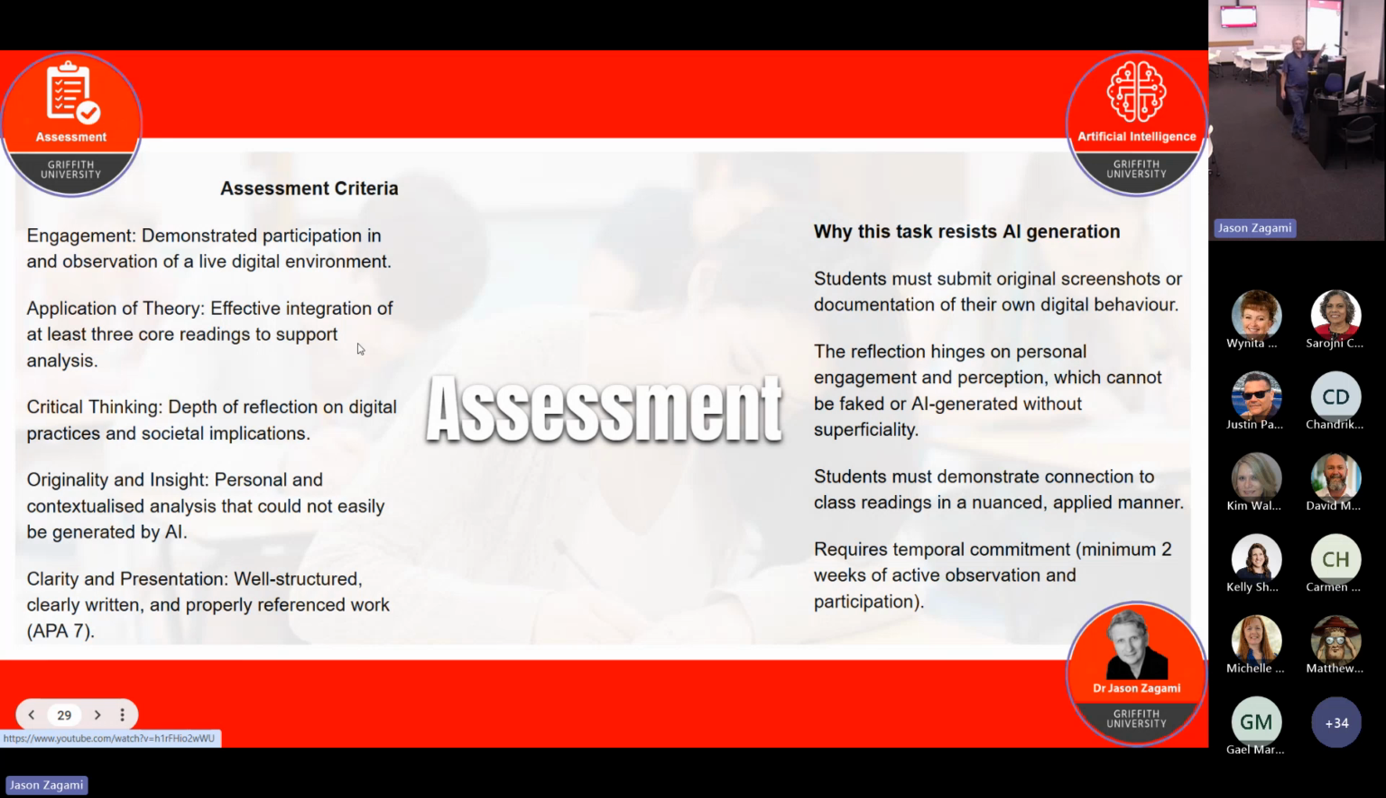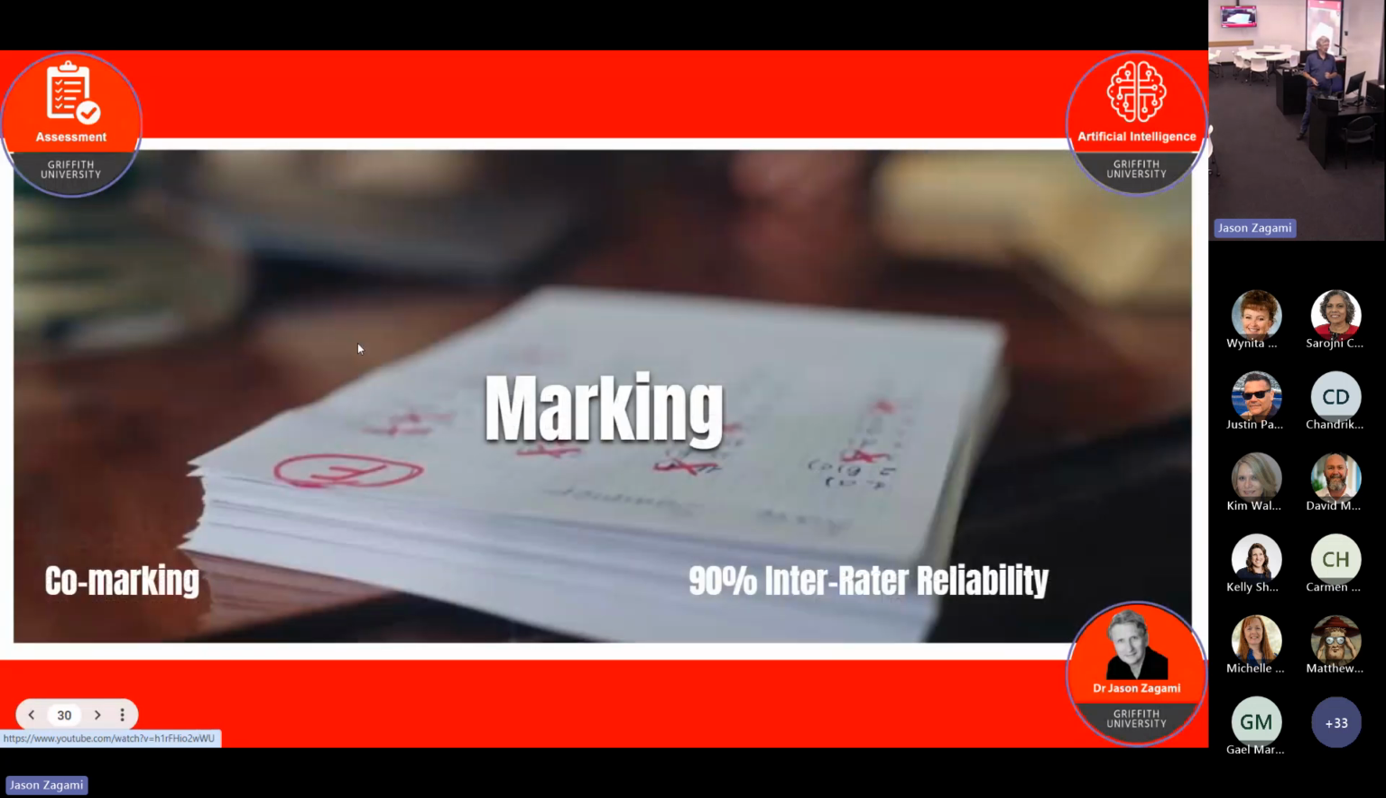I don't think it's sustainable. In the future, we need to accept that AI is going to be able to do many of the tasks that we've previously assessed students on. So the question then becomes, what do we do about that? But first, there's marking.